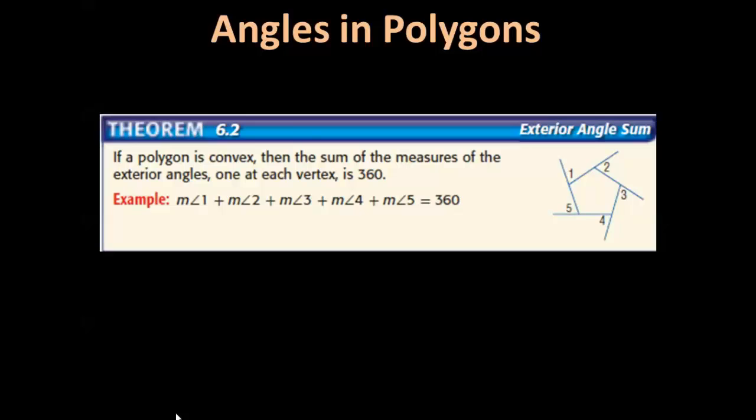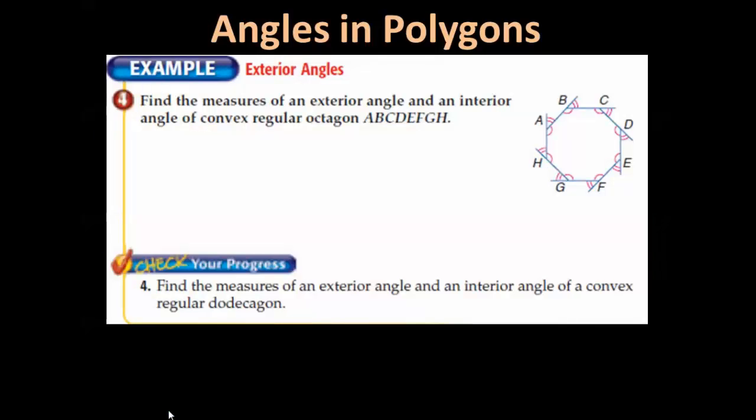Next you have your exterior angles theorem, and what you have to remember is that your exterior angles are always going to add up to 360. So it says find the measure of the exterior angle and the interior angle of the convex regular octagon ABCDEFGH. So to find the interior angles, I'm going to do a little I. I'll get it right in a minute.